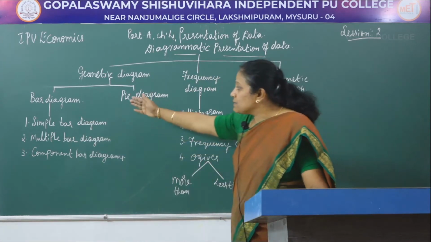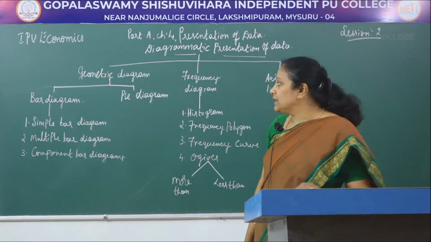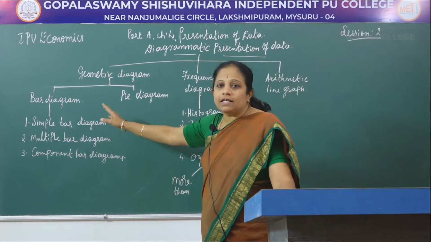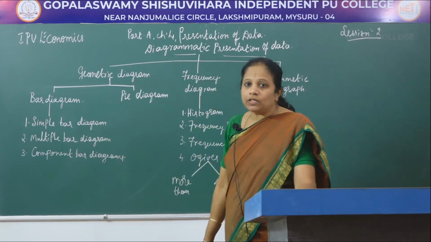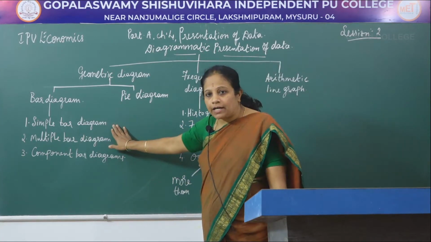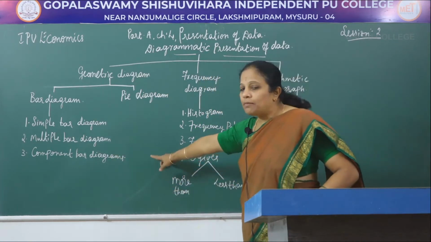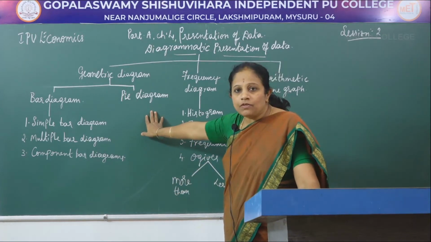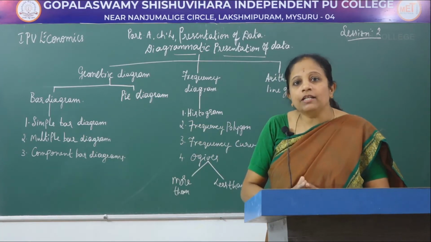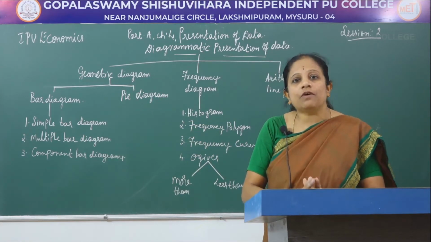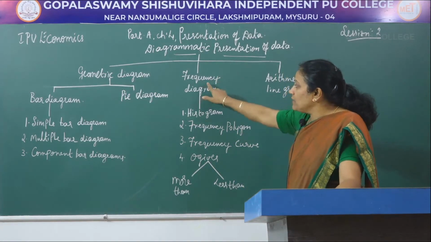The bar diagrams are nothing but the presentation of the data through rectangular bars. These bar diagrams are again subdivided into three. The first one is simple bar diagram, the second one is multiple bar diagram, and the third one is component bar diagram. The second subdivision is pie diagram. Pie diagram is the presentation of data in the form of a circle which is proportionally divided based on the data.